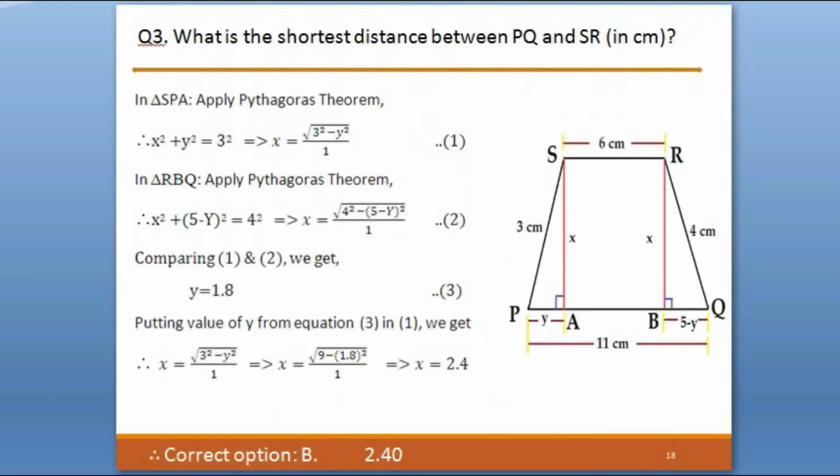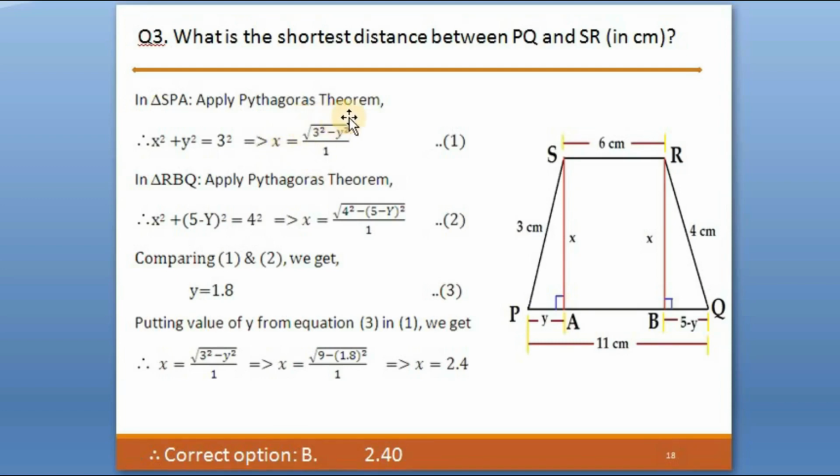See here. First of all, in triangle SPA, this is a right angle triangle, so we can apply the Pythagoras theorem here. The Pythagorean theorem is basically perpendicular square plus base square is equal to hypotenuse square. So perpendicular is x square, base is y square, and hypotenuse is 3 square. From here we get the value of x as the square root of 3 square minus y square.